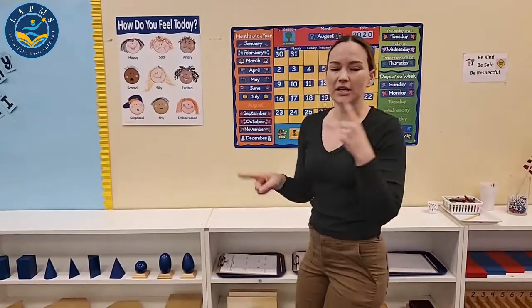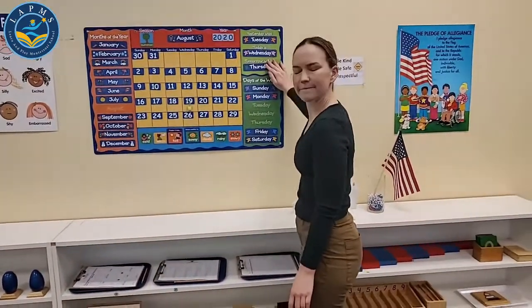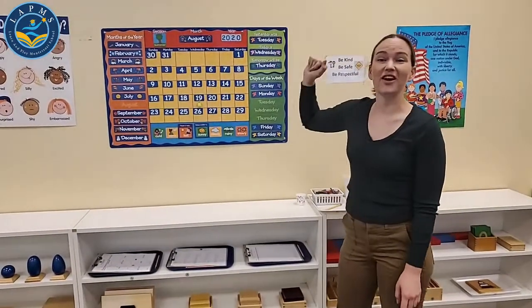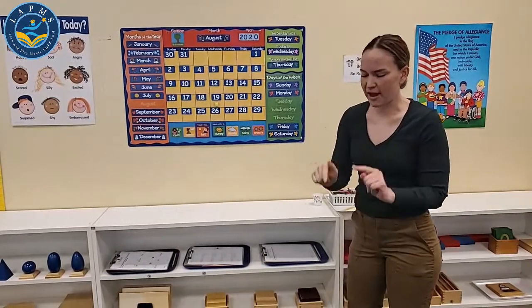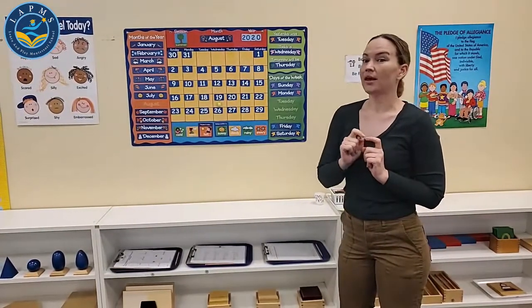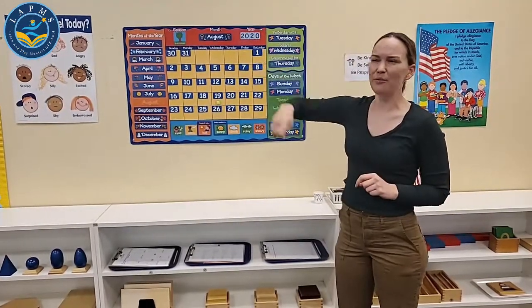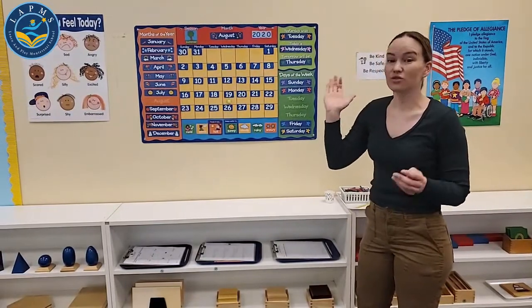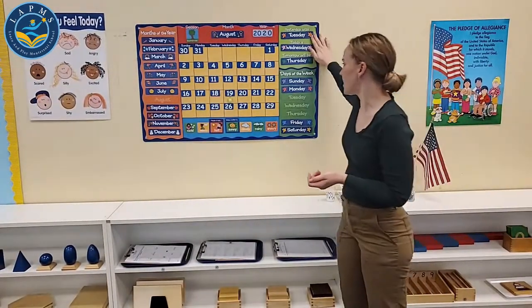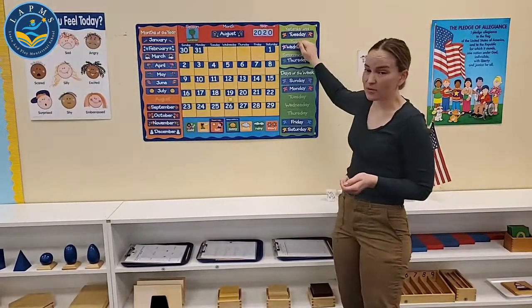Now, today, let's start by looking at the calendar. Now, we know there are 7 days in the week. What is today right now? Today is Wednesday. That's right. What was yesterday? Tuesday. Yesterday was Tuesday. That's right. Yesterday was Tuesday. Today is Wednesday.